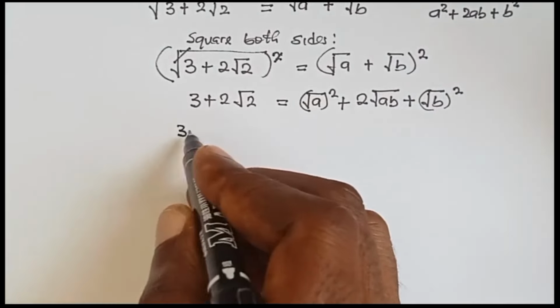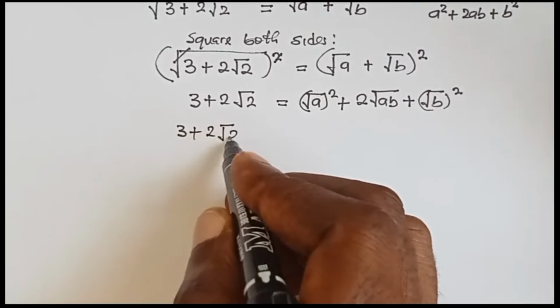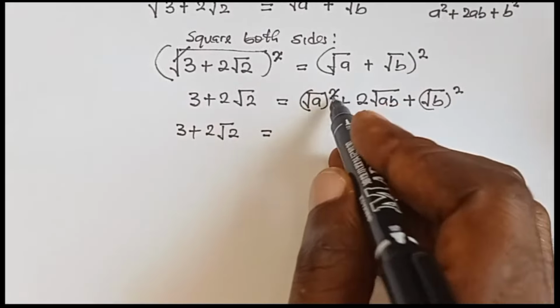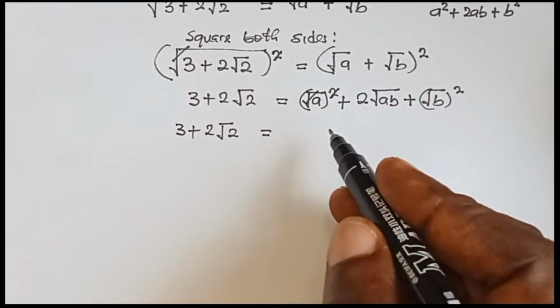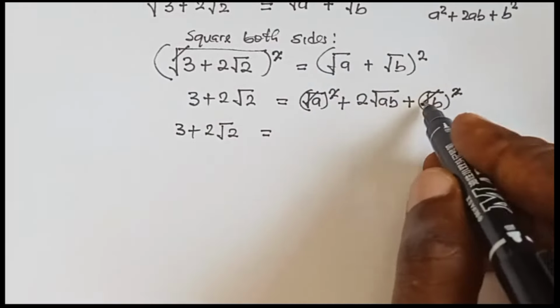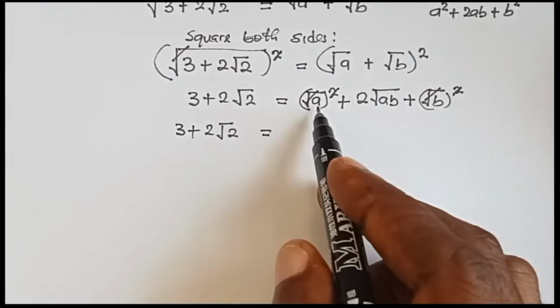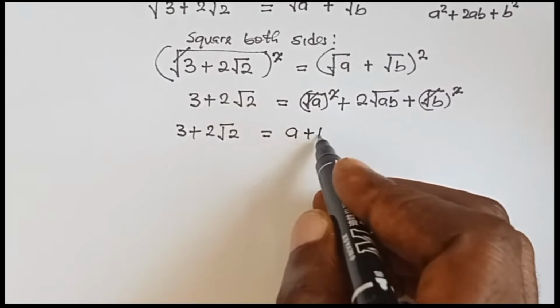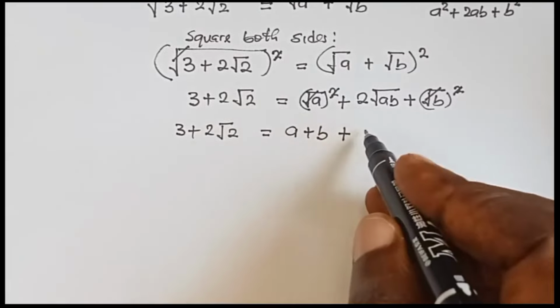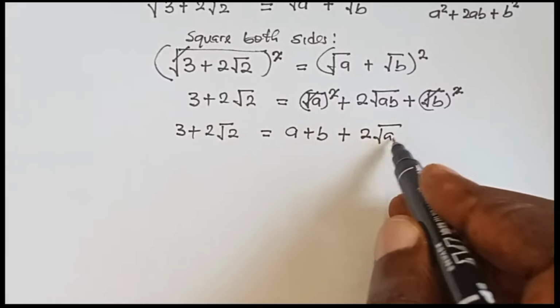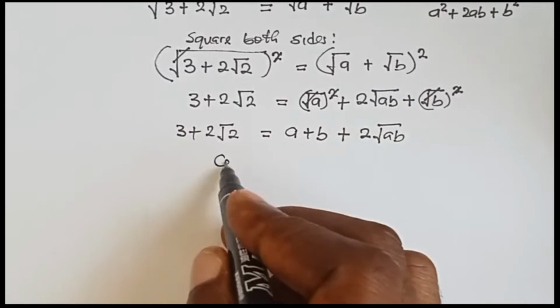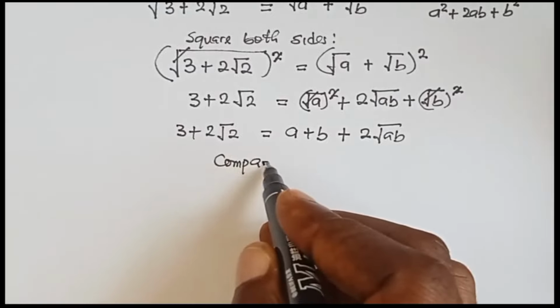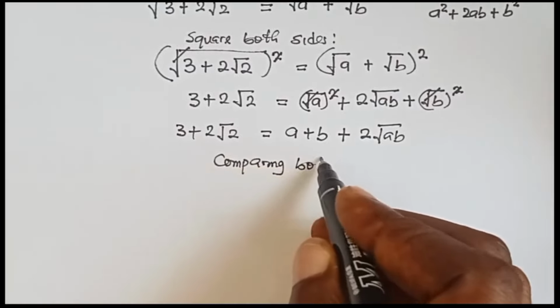Now from there we have 3 plus 2 root 2 equals to, the square cancels the square roots. Also here, the square cancels the square roots. Then we have a and b, so we put them together. We have a plus b, then plus 2 root ab. The next thing is to compare both sides.